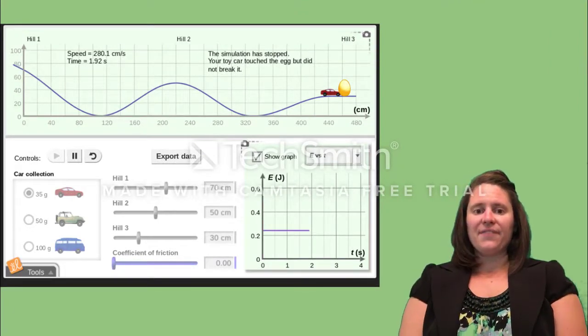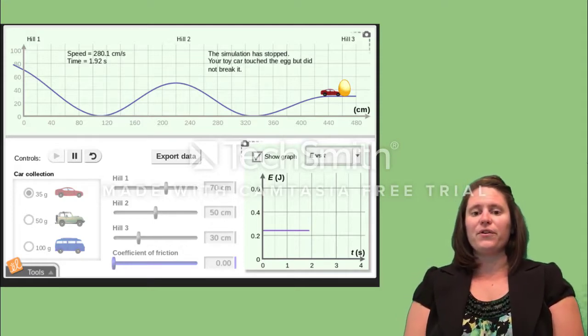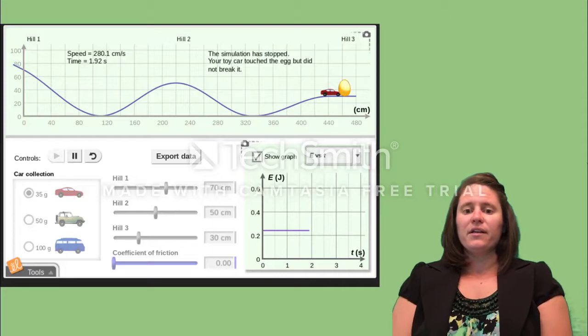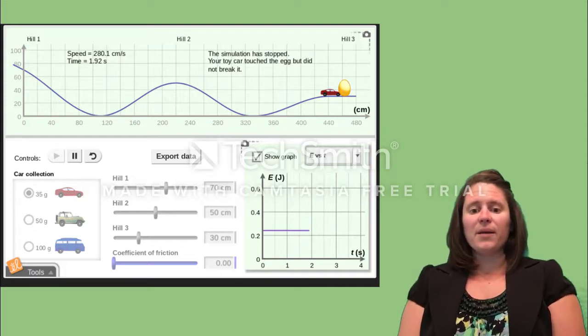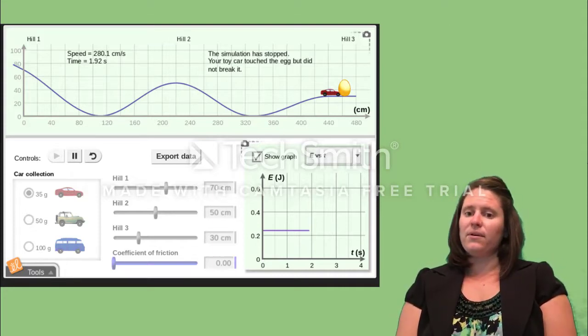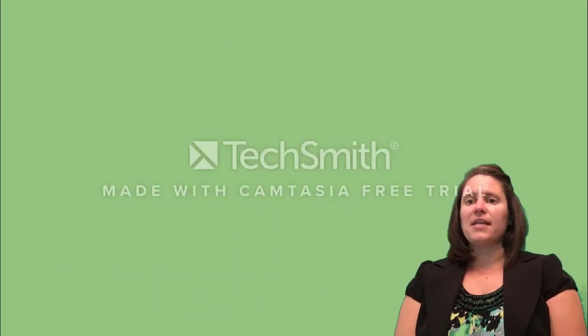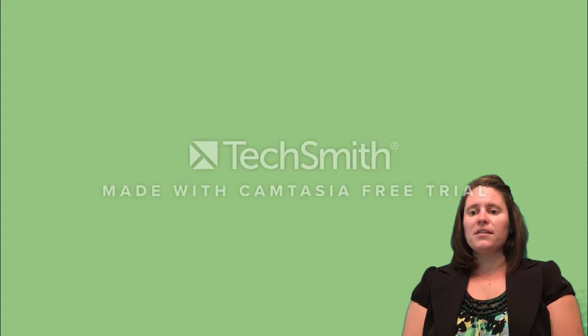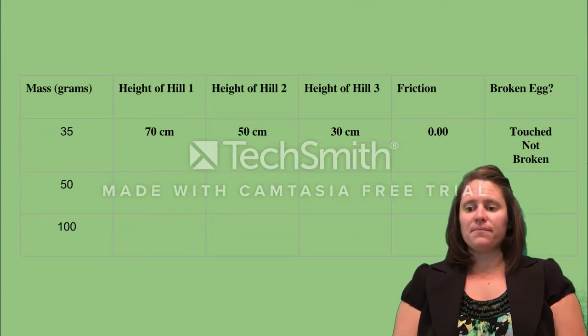All right, I have set up the first trial for a 35-gram car. The first hill will be 70 centimeters, the second hill will be 50 centimeters, and the third hill will be 30 centimeters. I will keep the coefficient of friction at 0. As you play with the simulation, go ahead and enter your data into the data table. Continue to do this for 50 grams and 100 grams.